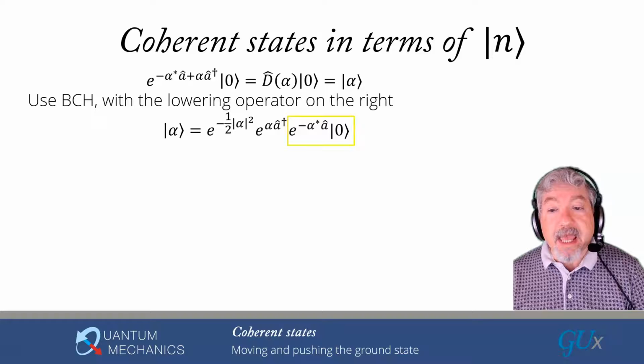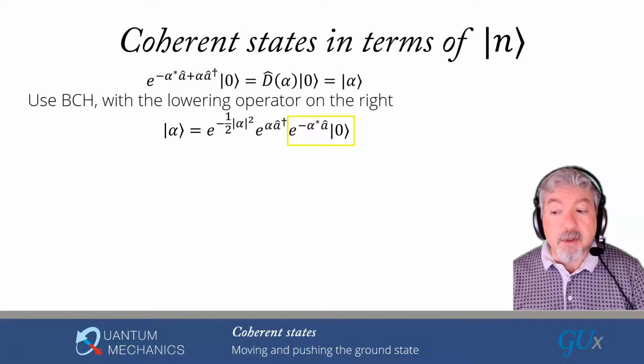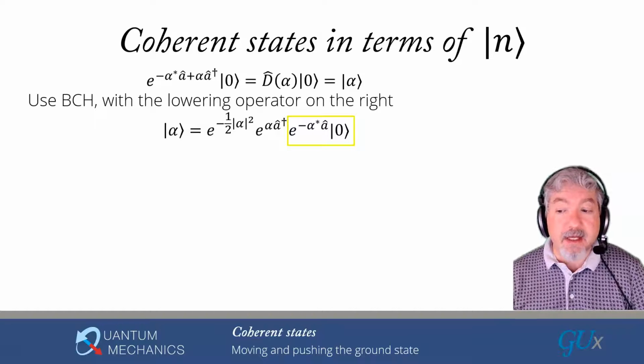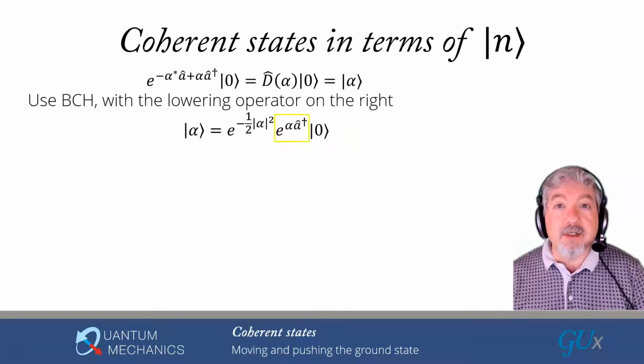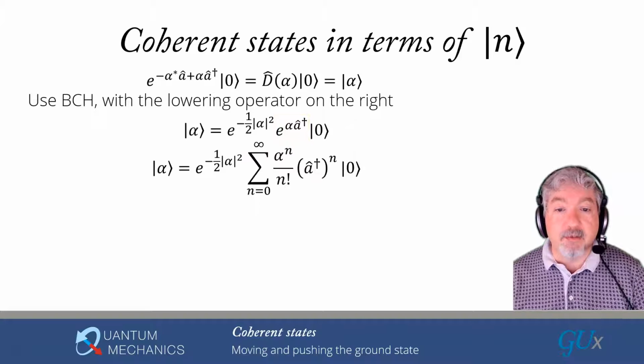And now remember, a hat annihilates that ground state. So if I expand that exponential in a power series, only the first term, the 1, survives. All the terms that have powers of a hat, they all give 0 when they act on the ground state. So I can get rid of that term. And now what I'm going to do is write the power series out for the exponential term in terms of the raising operator.